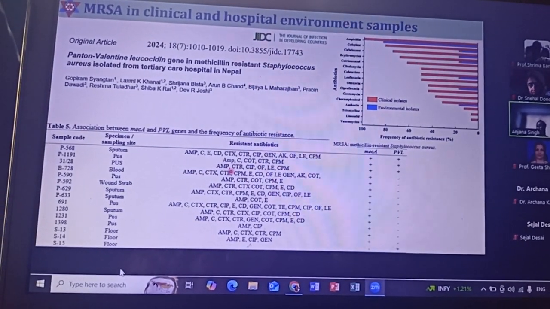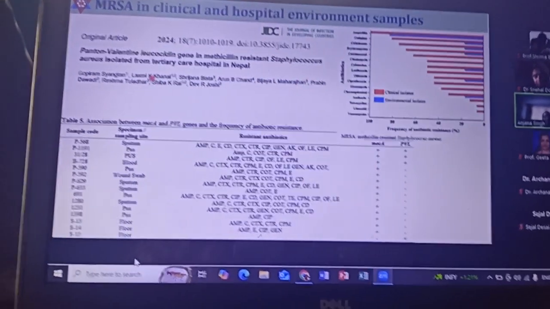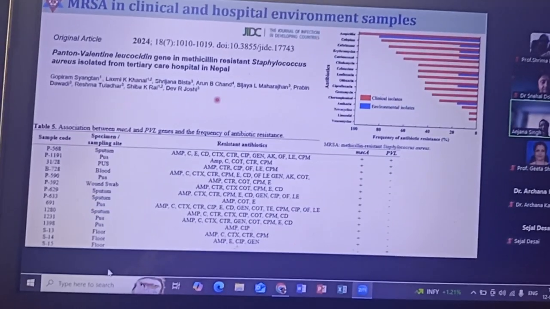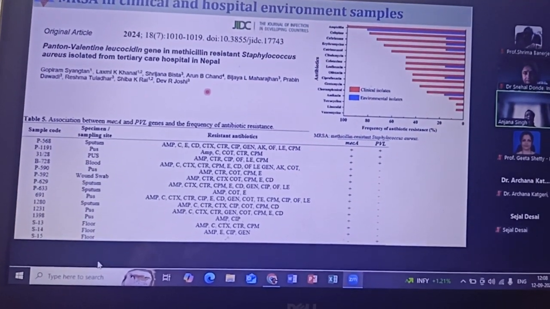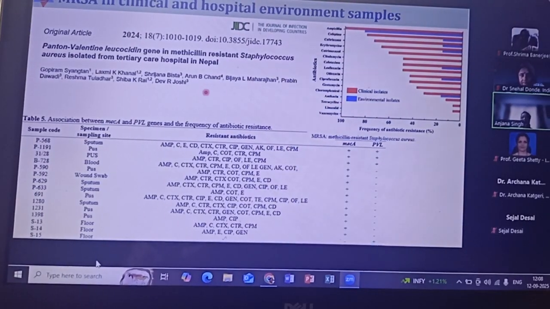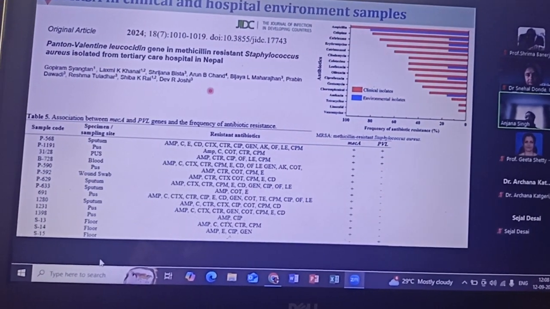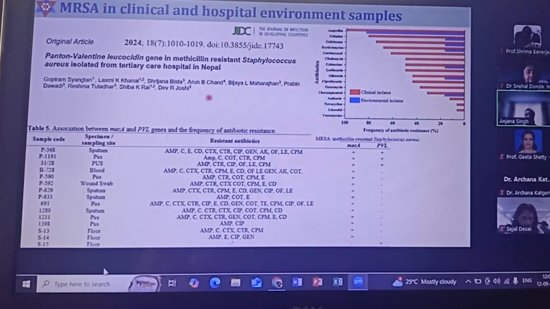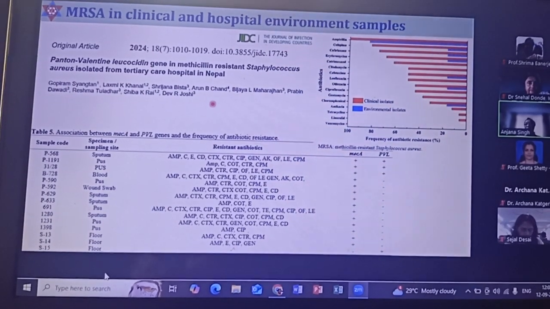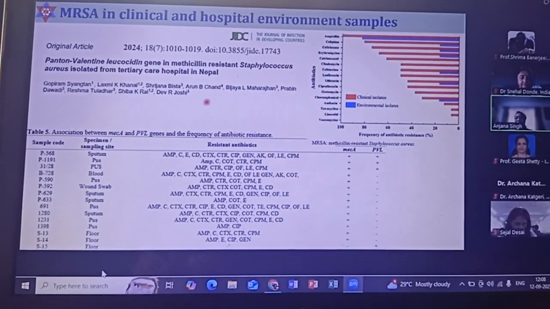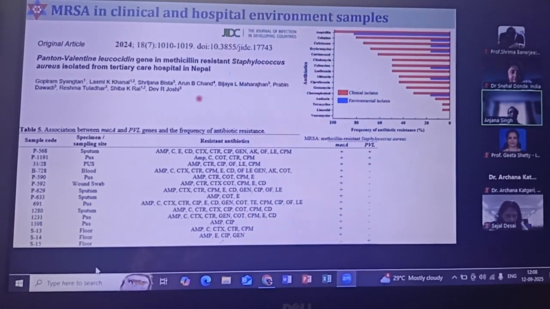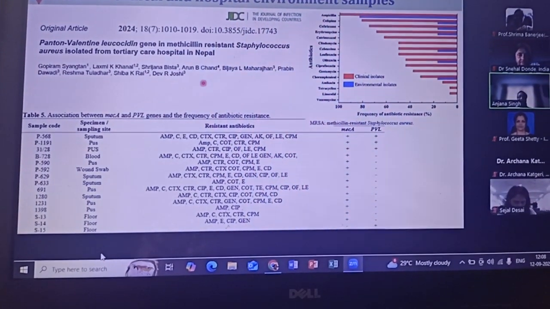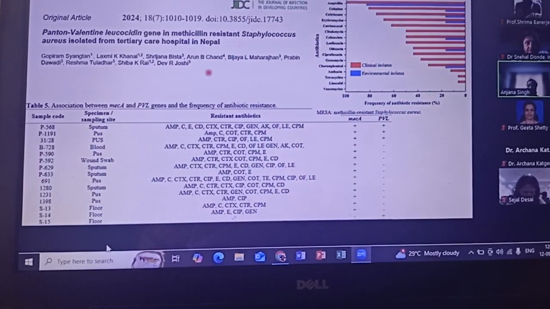And in the case of MRSA, methicillin resistant Staphylococcus aureus, the Panton-Valentine leucocidin gene was taken in the study, and it has been seen that in clinical isolates it is quite high, and though environmental studies show comparatively little, however in the case of ampicillin, the antibiotic, we can see that environmental isolates also have a lot of the PVL gene present in Staphylococcus aureus.